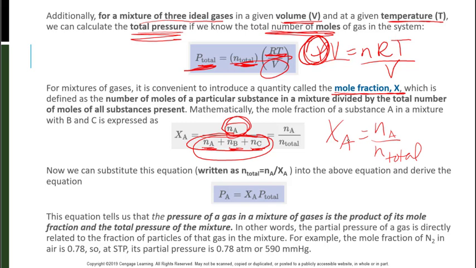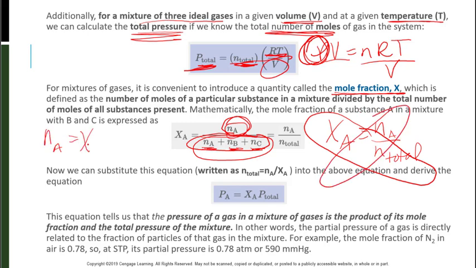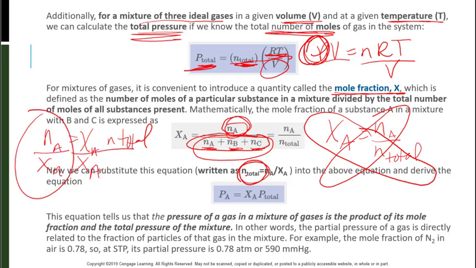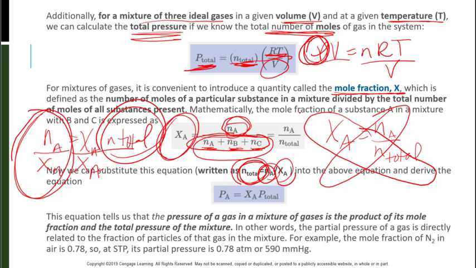If I rearrange it, I'm going to multiply like this and multiply like that. So I would have N of A, my moles of A, is equal to X of A times N total. We rearranged it to solve for N total, so I'm going to divide both sides by X of A. So we have N total is equal to N of A divided by X of A. All we did was rearrange this equation to then plug it in up above into this N total to get this guy.